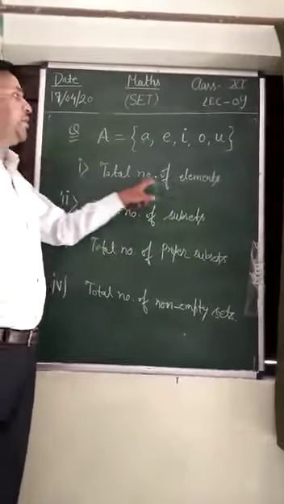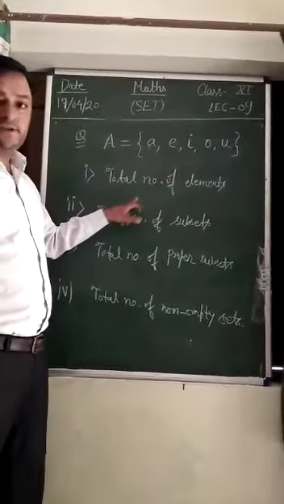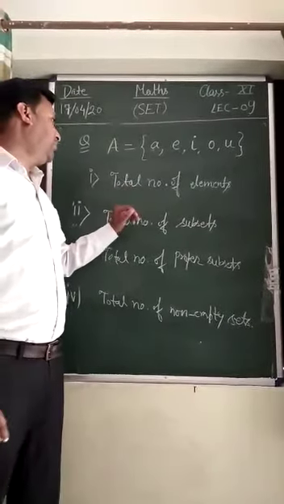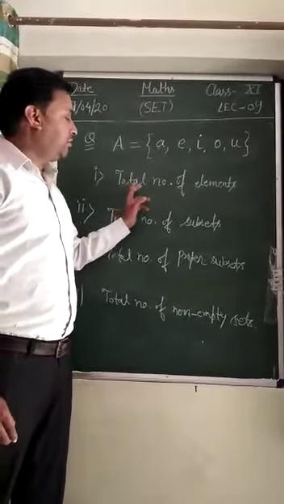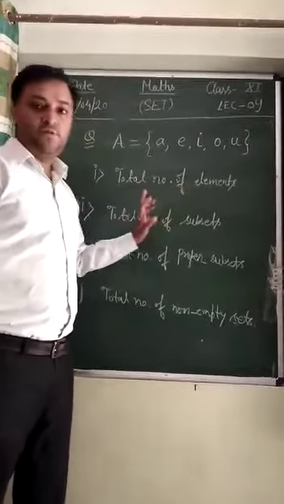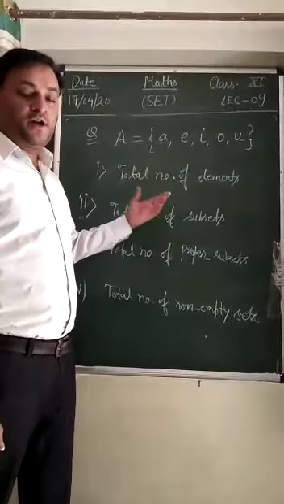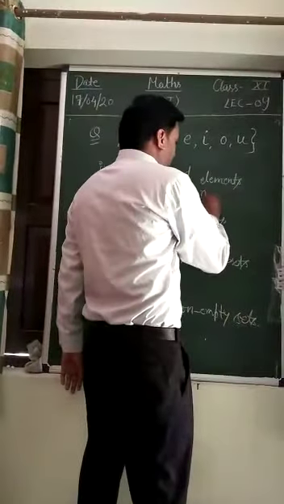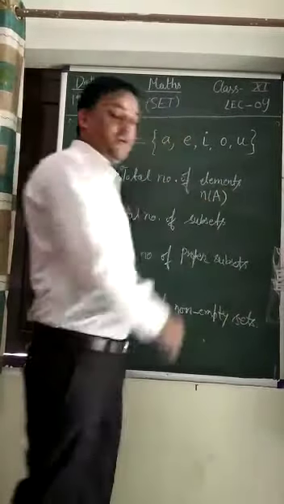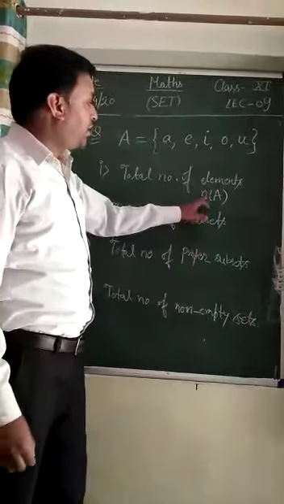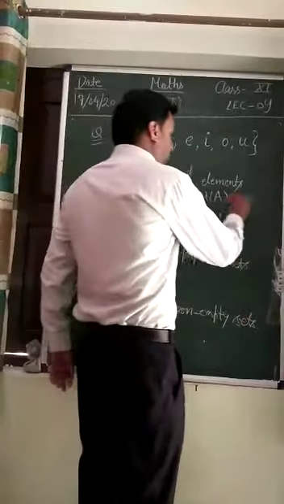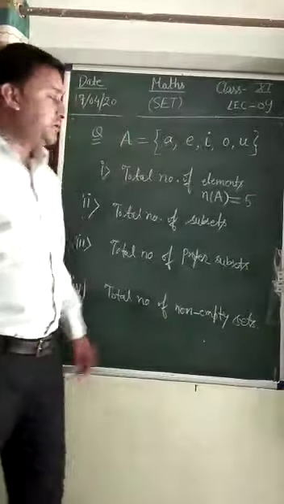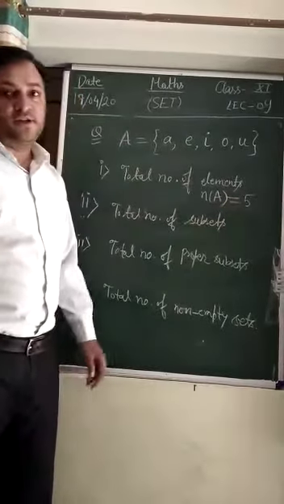First, the total number of elements in the set A. Students, instead of this question, the examiner may ask you to find the cardinal number of the set. Cardinal number is the same as the total number of elements. So how many elements are in this set, students? We write n(A), the number of elements in the set A, or cardinal number of the set A, equals how many? 1, 2, 3, 4, 5. So students, this is very easy. There are 5 elements in the set.